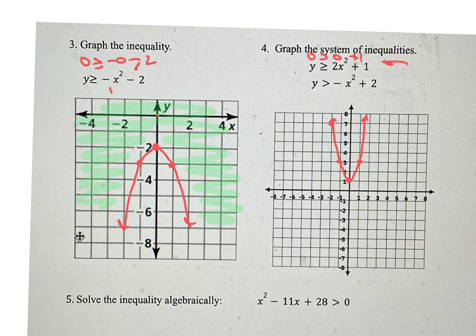See what I get. I get 0 is greater than 1. That is not true. And because it's not true and it's outside, that means I'm going to shade inside that parabola.